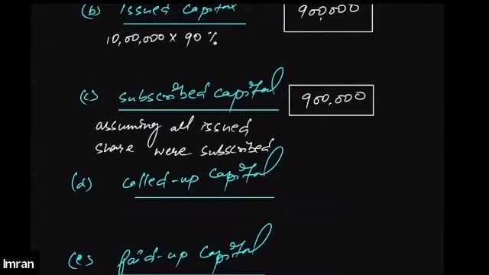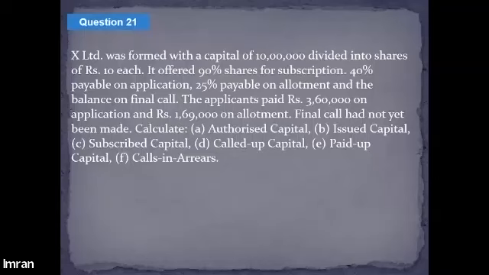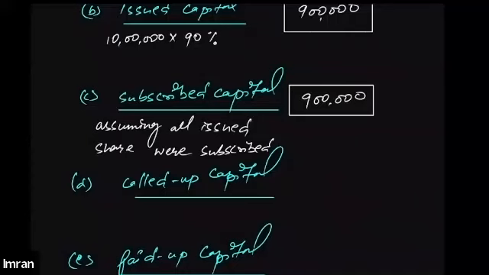All right. Then the question further tells us that the company has decided to collect 40% on application and 25% on allotment. That means a total of 65% amount has been called up and the remaining 35% is not yet called up. So how do we calculate the called up amount?